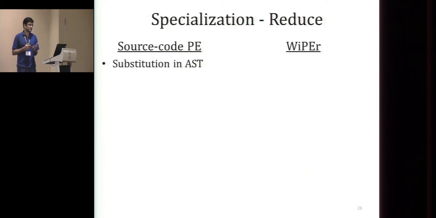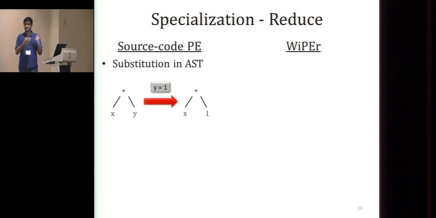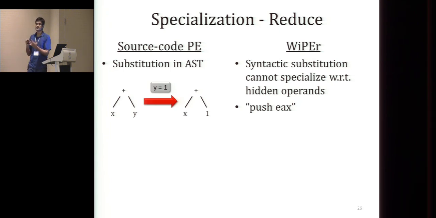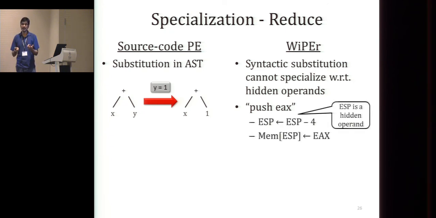In source code partial evaluation, reduce was implemented just by simple syntactic substitution. However, this approach doesn't really work for machine code because not all operands of an instruction are explicitly present in an instruction's syntax, and some are baked into the semantics. For example, consider the push instruction. Just by looking at the syntax, it seems as if this instruction takes only one operand, the EAX register. But if we look at the semantics, we see that ESP is baked into the semantics. So if we use syntactic substitution, we won't be able to specialize an instruction with respect to its hidden operands.